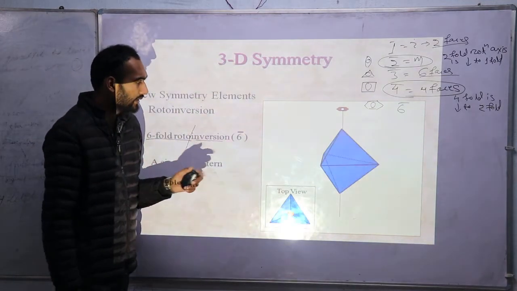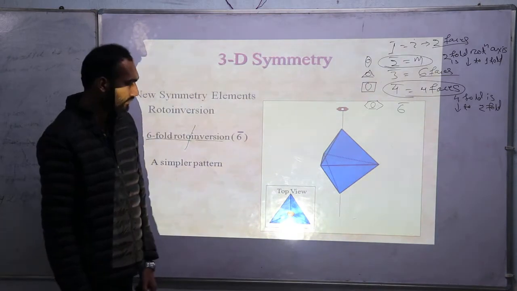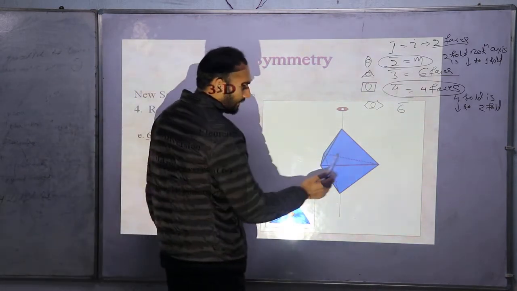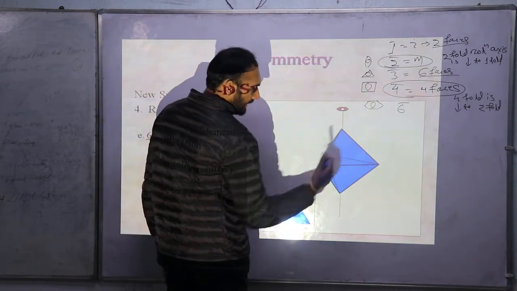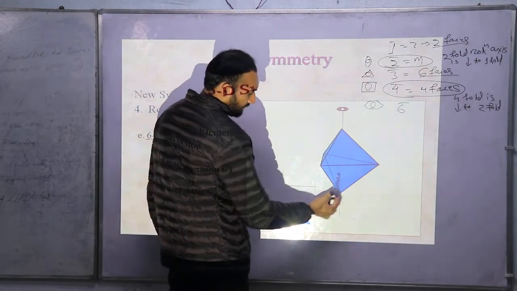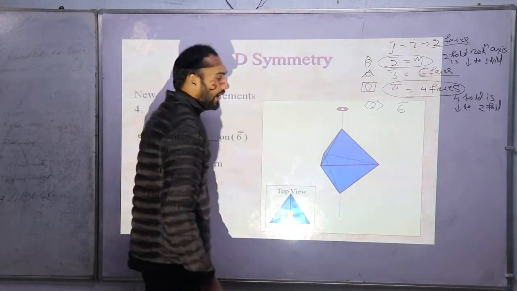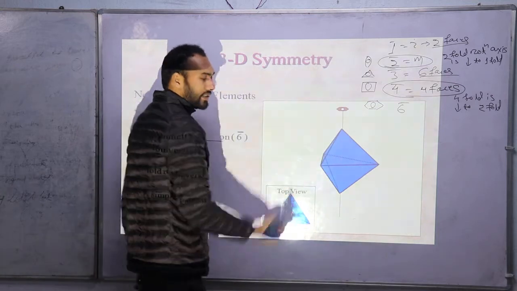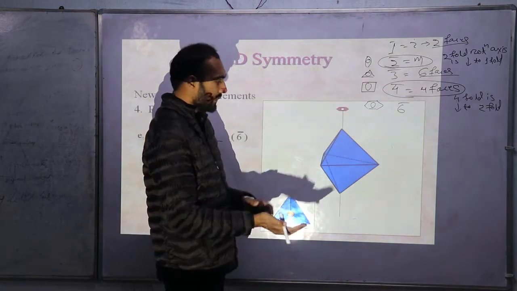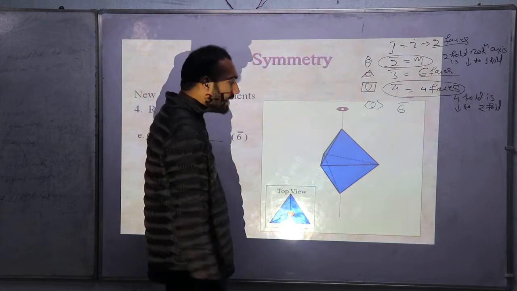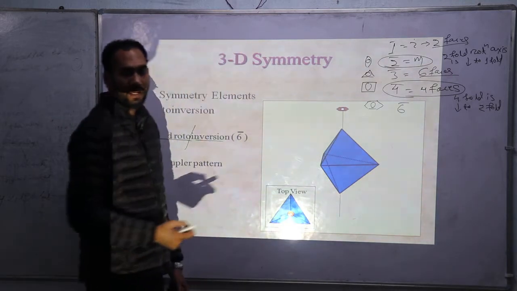So if I close that, it will look like this. In the upper side there are 3 faces: first, second, third. In the lower hemisphere, first, second, third. And this face and this face are what? Symmetric, or they are like mirror images.